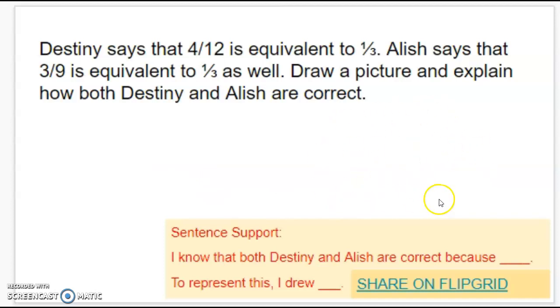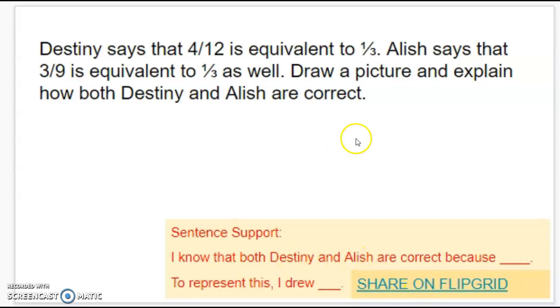If I can see your explanation written in your notebook, you can just insert the picture of that as long as I can read it and it's legible. Right here on the bottom is your sentence support that we have for this problem. You may say, I know that both Destiny and Alish are correct because. You may also say, to represent this, I drew. And of course, you can definitely use your own frame of thinking.